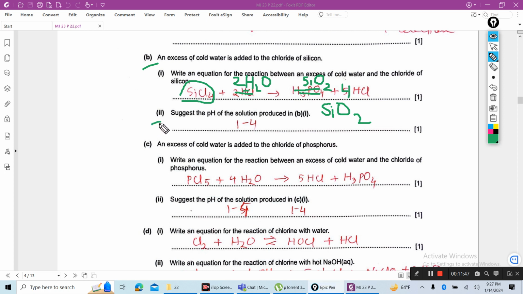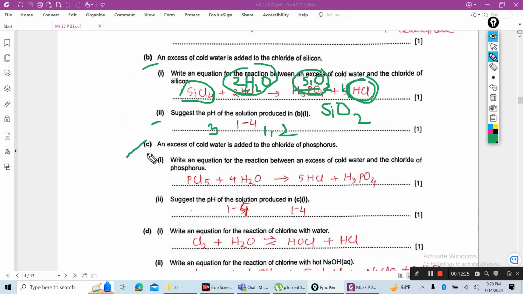Number 2, suggest the pH of this solution. As hydrochloric acid is a strong acid, the pH will be 1 to 4. Any value you can write, 1 or 2 or 3 or 4. Silicon tetrachloride reacts with water to form silicon dioxide and hydrochloric acid. Hydrochloric acid is a strong acid, pH 2 or 3 you can write.